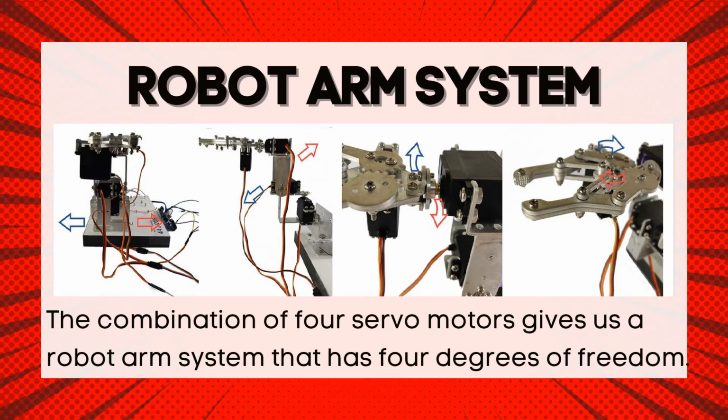By manipulating these degrees of freedom, we can move our robot arm precisely and accurately. So again, the combination of 4 servo motors located on our robot arm system gives us 4 degrees of freedom on how we are going to program our robot arm precisely and accurately.